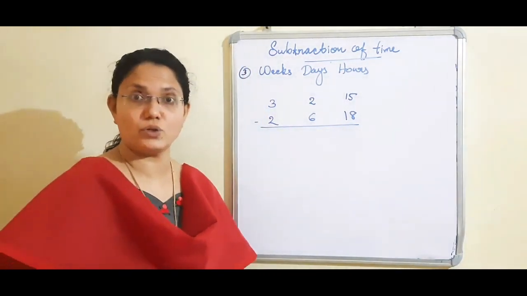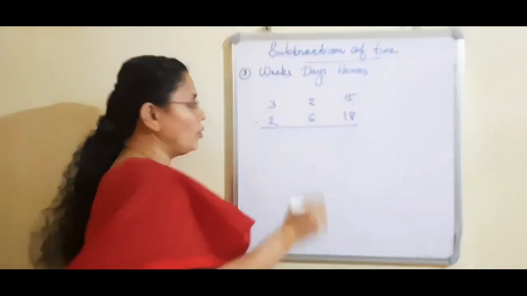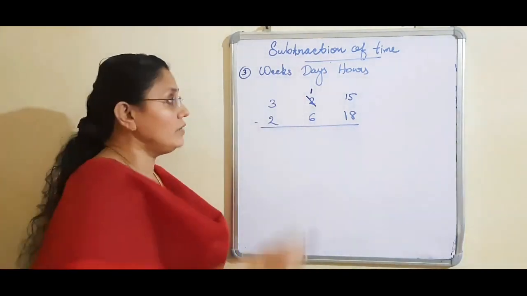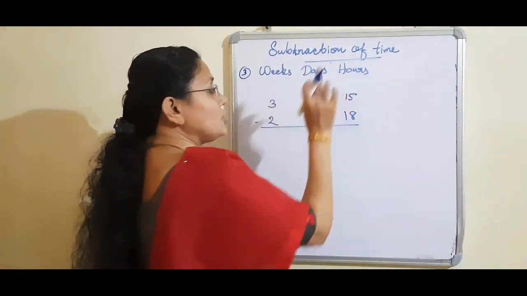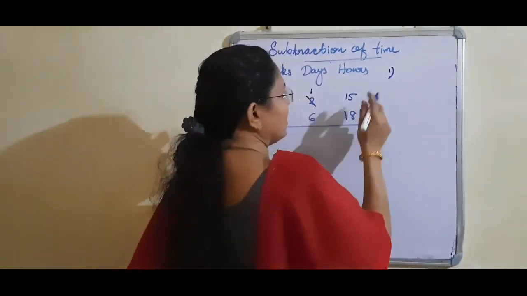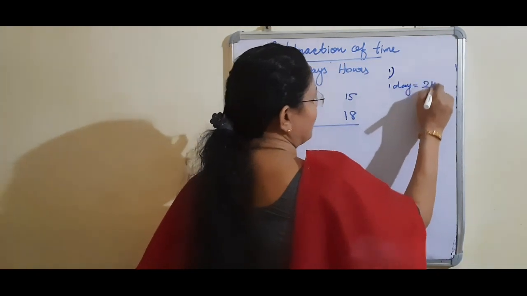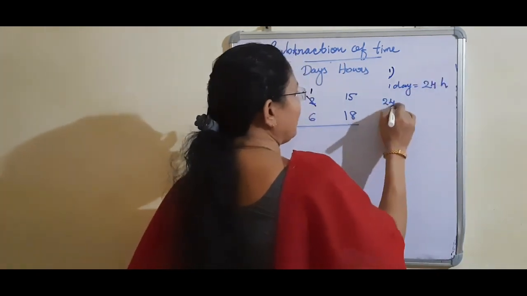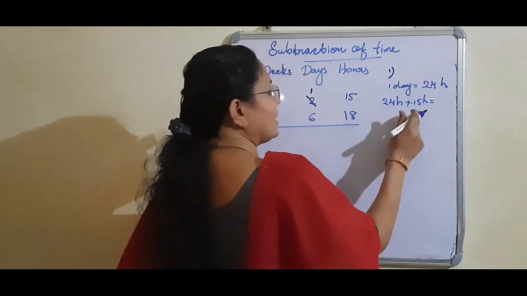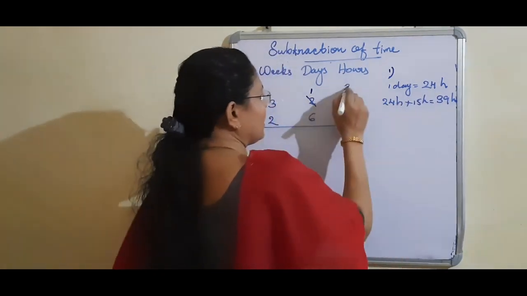That time what we have to do? Yes, borrow 1 day from 2 days. When we borrow 1 day from 2 days, it remains as 1 day. And we should change this 1 day in terms of hours. You know that this is first conversion. 1 day is equal to 24 hours. We should add this 24 hours with this 15. What is 24 hours plus 15 hours? 39 hours. Now we should cut and write here 39.